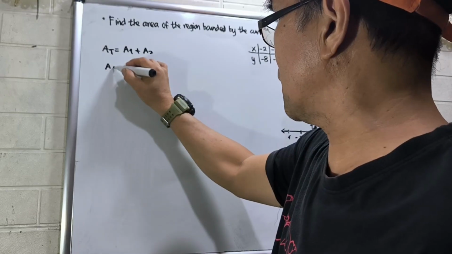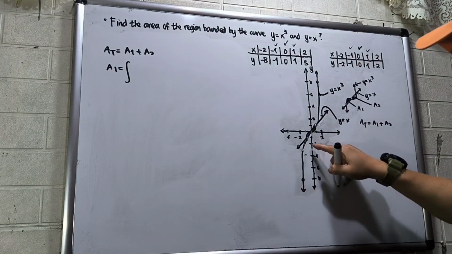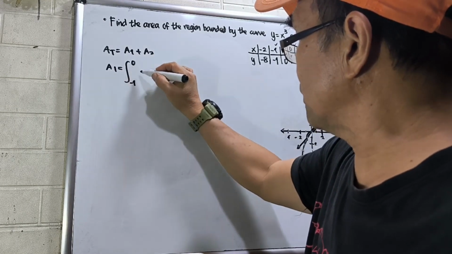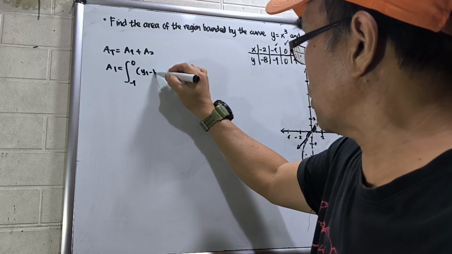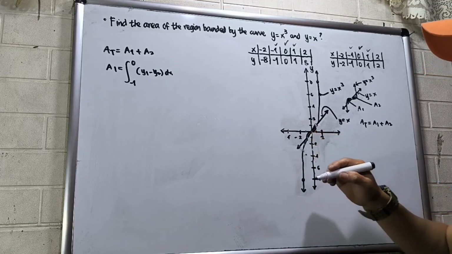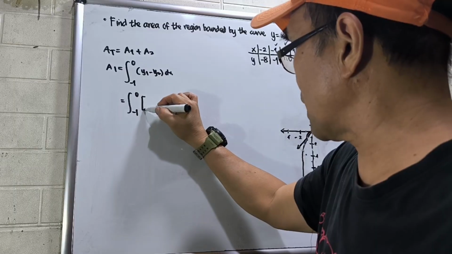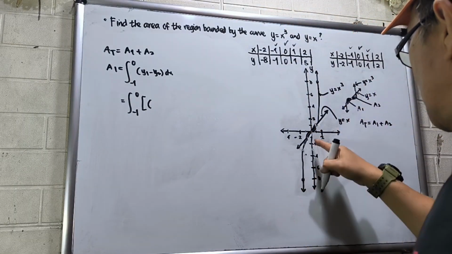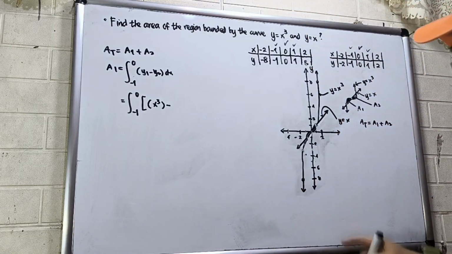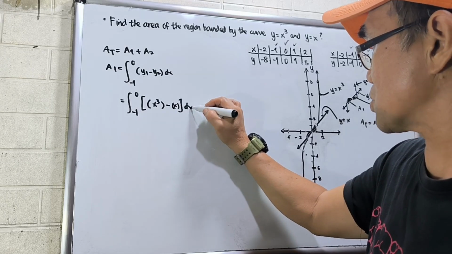So let us solve first area 1. Area 1 is the integral from negative 1 to 0. Then I have now y1 minus y2 dx. Okay, so upper minus lower. So upper is the curve. So this will be the integral from negative 1 to 0, then square brackets, circle brackets. So this will be x cubed minus the line. The lower part is x. Then enclose with square brackets.